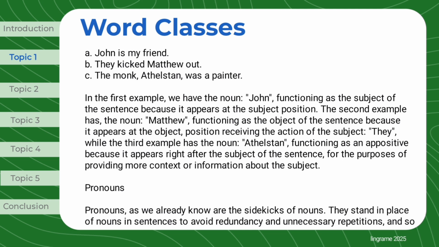In the first example, we have the noun, John, functioning as the subject of the sentence because it appears at the subject position. The second example has the noun, Matthew, functioning as the object of the sentence because it appears at the object position, receiving the action of the subject, they, while the third example has the noun, Athelstan, functioning as an appositive because it appears right after the subject of the sentence, for the purposes of providing more context or information about the subject.